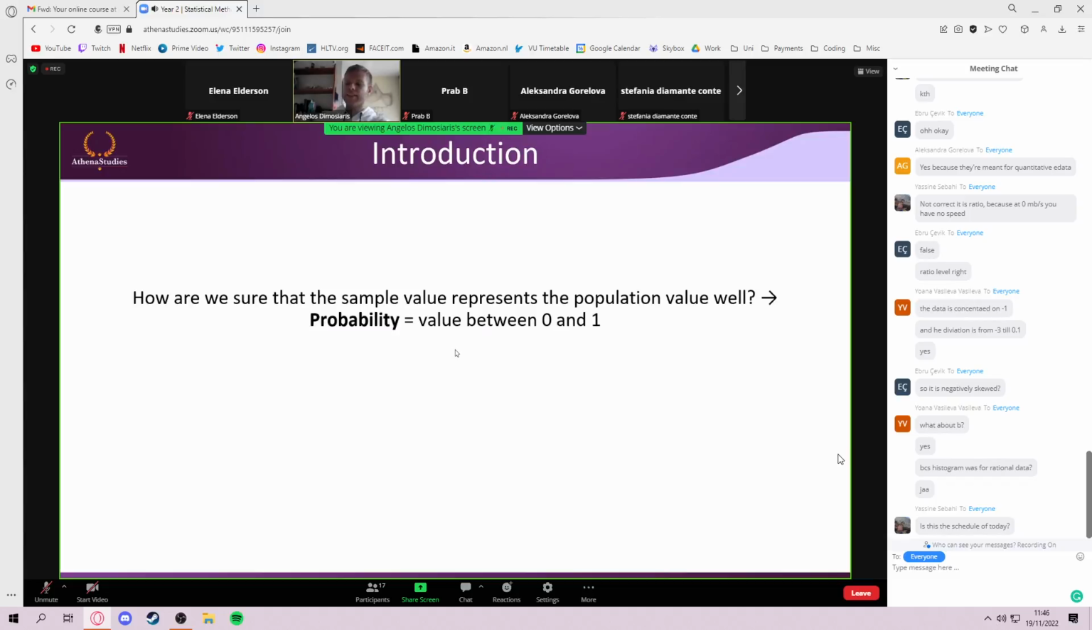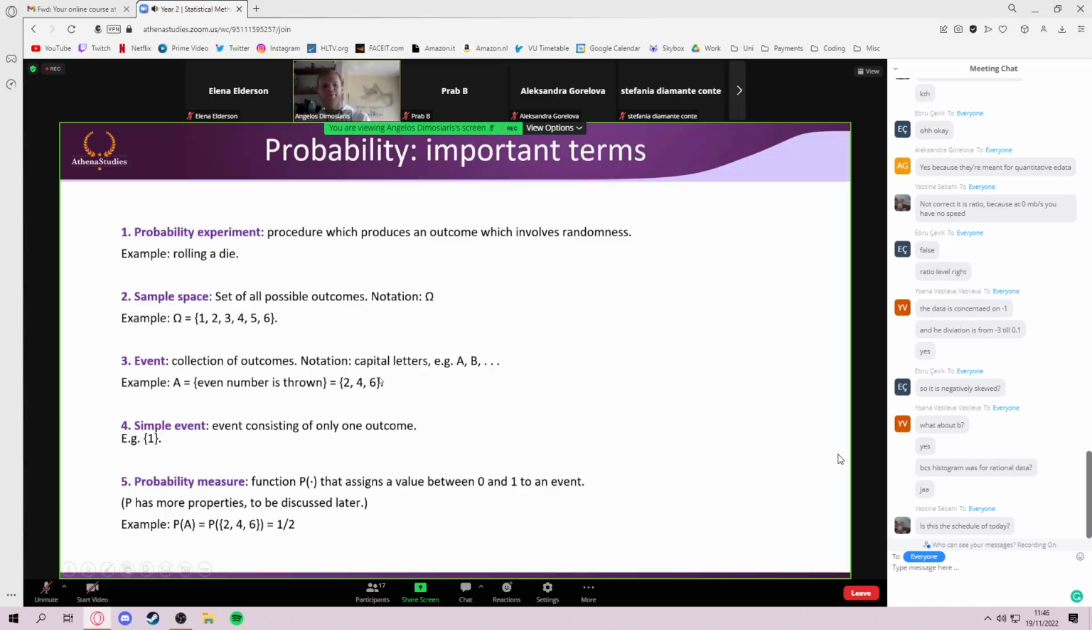The probability value is between 0 and 1. You cannot have a negative probability, and you cannot have one higher than 1. Okay, so there are 5 important things that we need to remember.